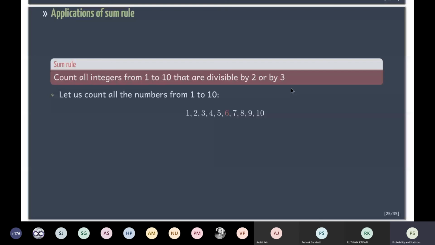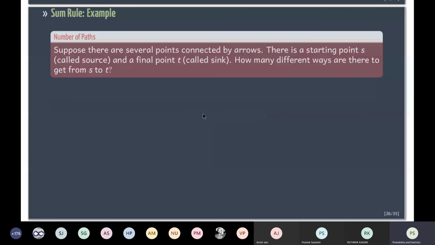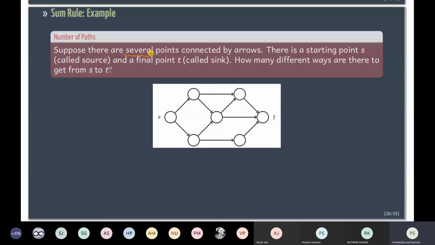Let us see the sum rule again in a different context. Suppose there are several... So basically look at the graph. There is a source and there is a sink.